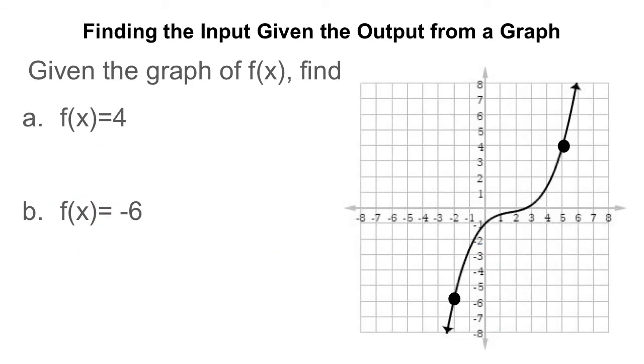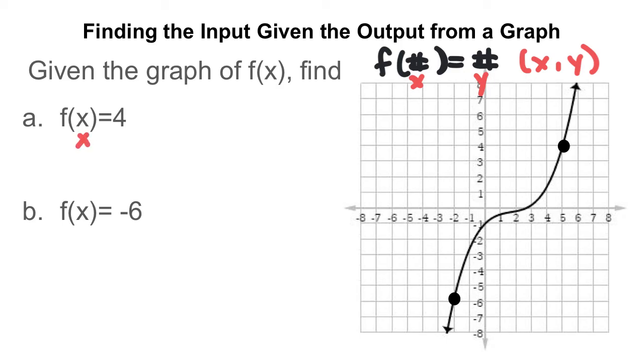Now we're going to go through the same process but work backwards. So what we know, again, is that with function notation, it's f of a number equals a number, where this is the x and this is the y, which we know is like an ordered pair x, y. So what we know here is that f of x is what we don't know. However, we do know that y is 4. So we need to figure out what is that value that makes y 4.